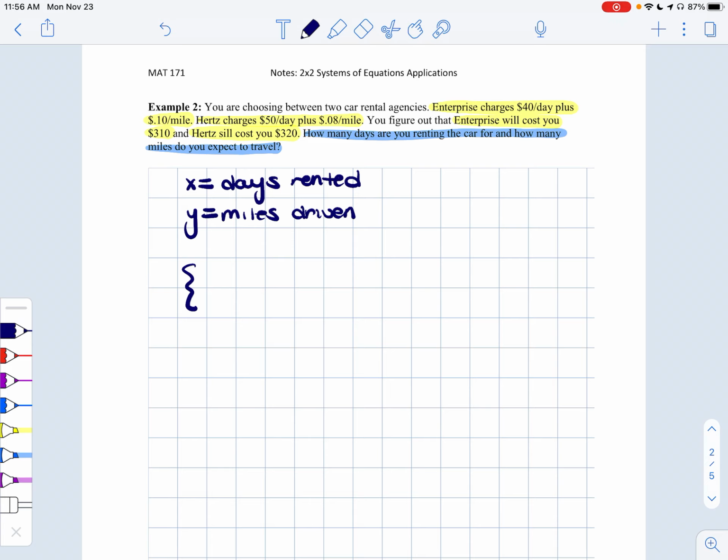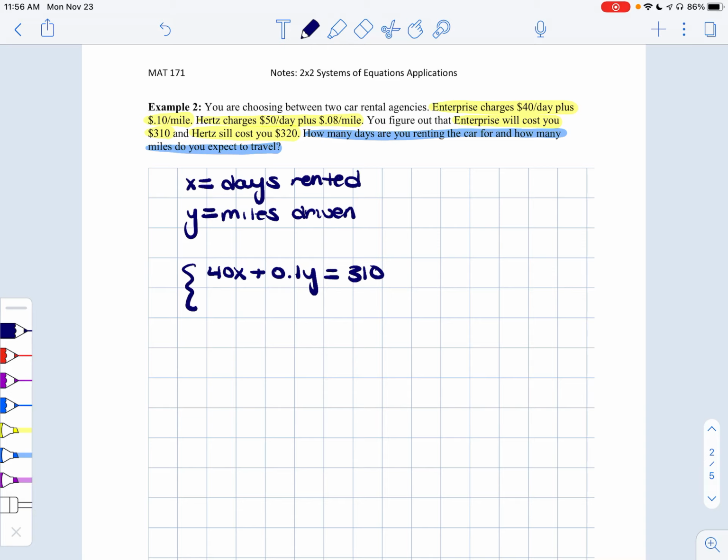So I'm going to focus in on Enterprise first. So with Enterprise, we were told that they charge $40 a day plus 10 cents a mile. And it also told us that Enterprise will cost us a total of $310. So $40 a day, okay, remember x is days, so that would be 40x. 10 cents a mile, our miles driven is y, so plus 0.1y. And then for a total of $310. So that's our first equation.